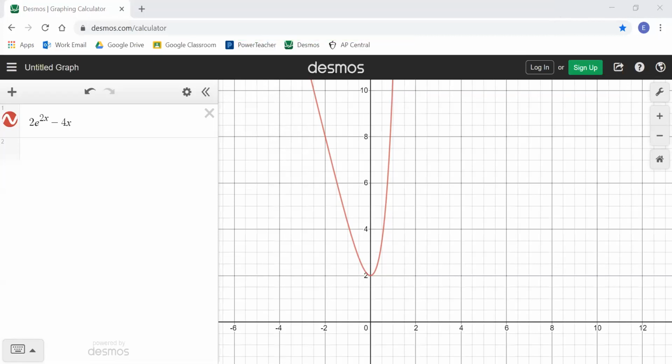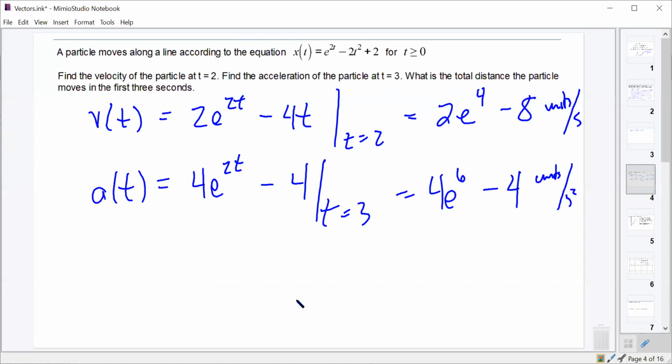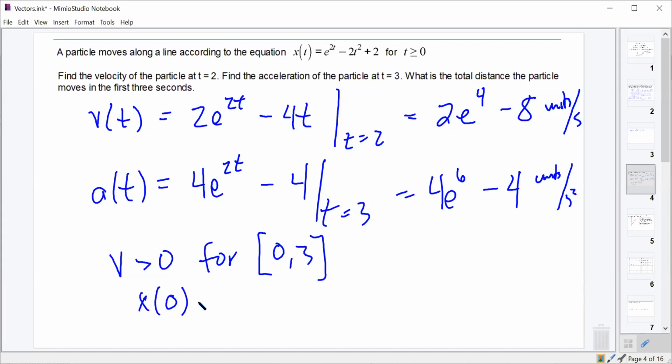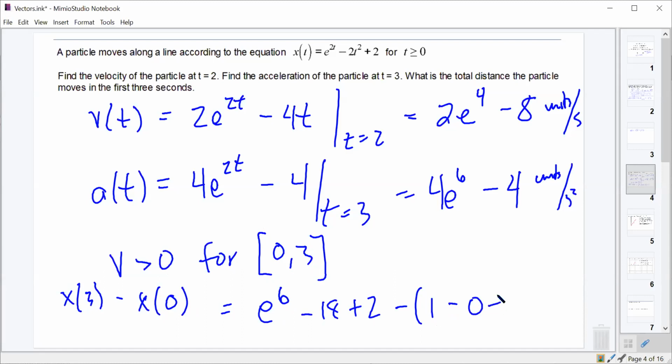And so we can just then go back in and say v is greater than 0 for the interval from 0 to 3. And so we can just find the position at 3 and the position at 0 and subtract them. x of 3 minus x of 0. What's x of 3? It should be e to the 6th minus 18 plus 2, minus e to the 0 is 1, minus 0 plus 2, where we end up with e to the 16th, minus 16, minus 17, minus 19.